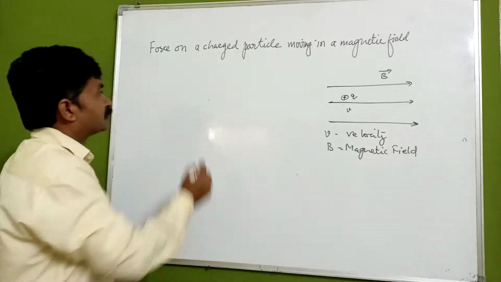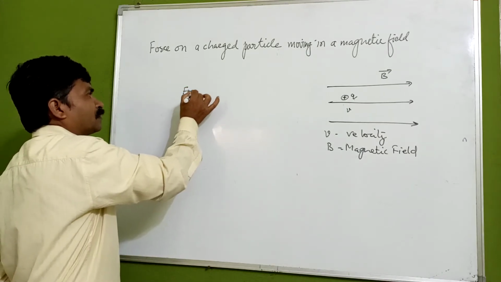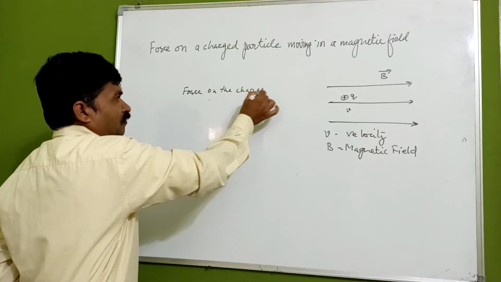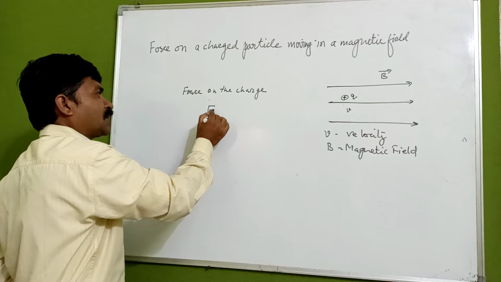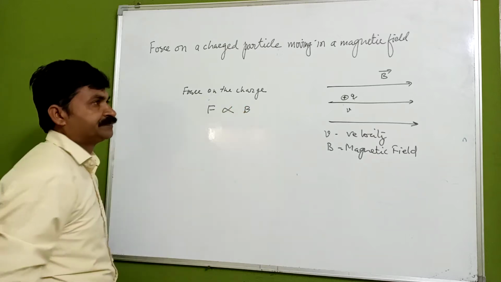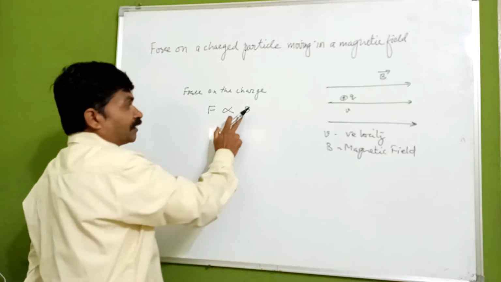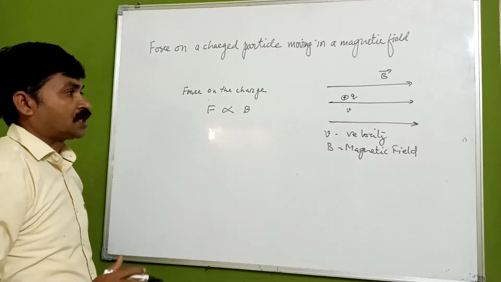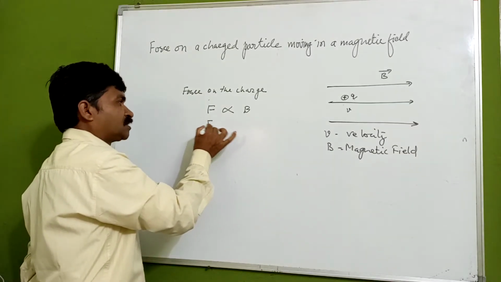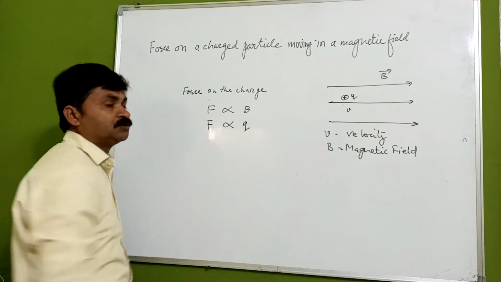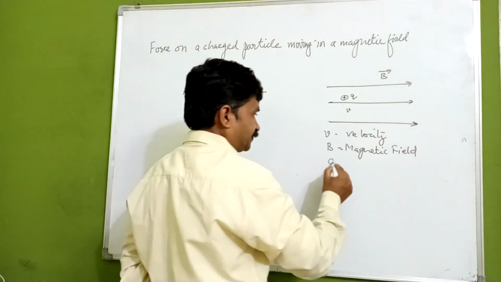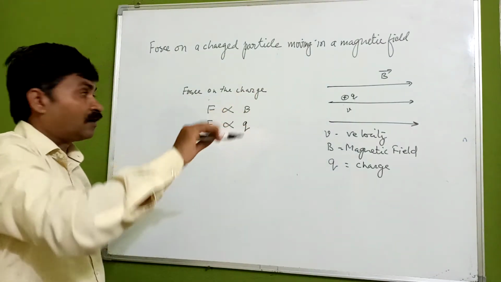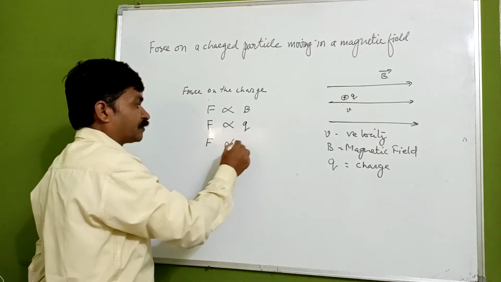Now suppose we are talking about the force on the charge. The force is directly proportional to B, the magnetic field. It is directly proportional to the magnetic field on the charge. Then force is also directly proportional to the magnitude of the charge, Q is the charge. Now it is moving with some velocity, so force is also directly proportional to velocity.